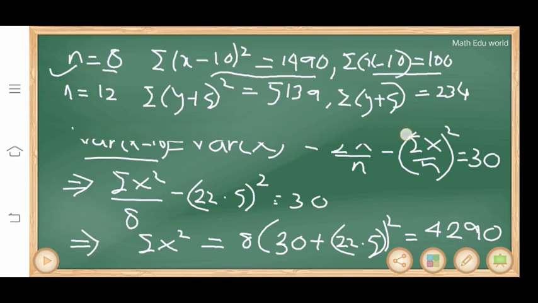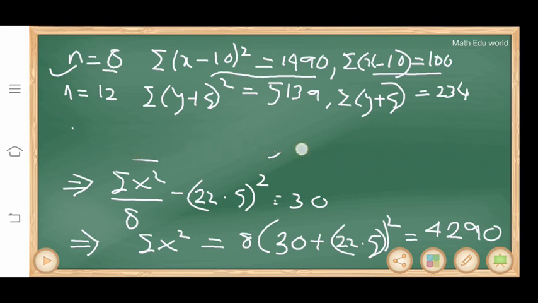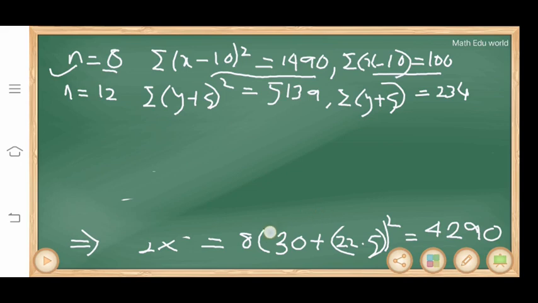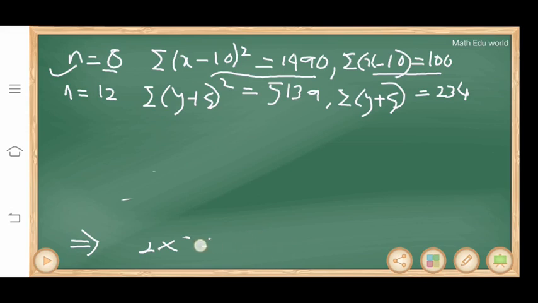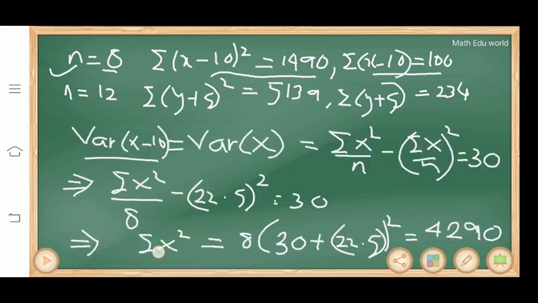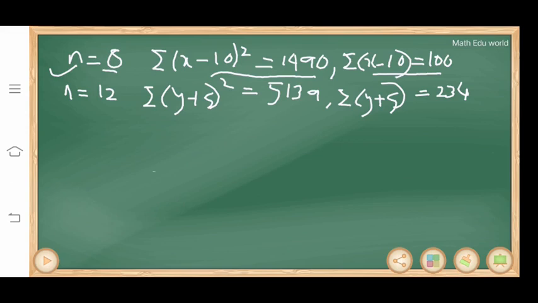Okay, with a similar concept and calculation, we have to go on with the term y. Let's see how to do that one. Here it is given that sigma of (y plus 5) the whole squared is 5139 and sigma of (y plus 5) is 234, and there are 12 terms. So let me write the previous values: sigma x is 180, sigma x squared is 4290.